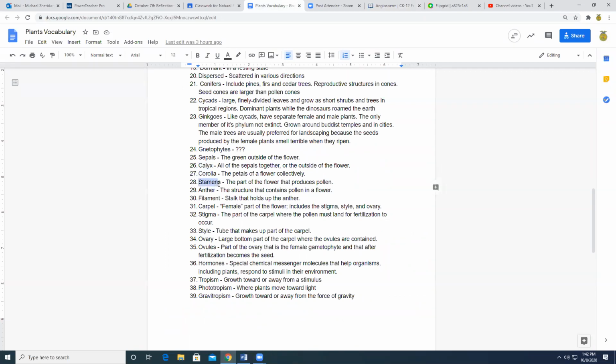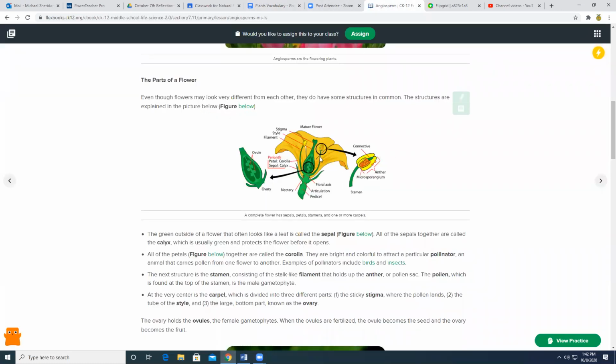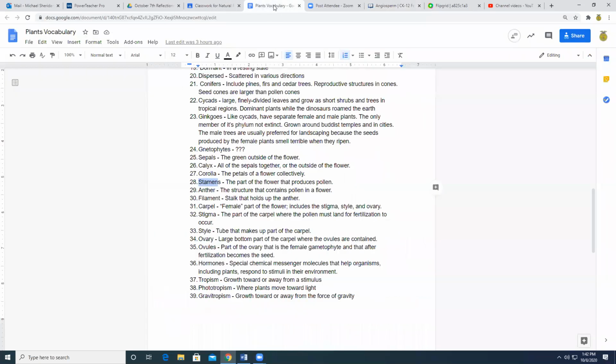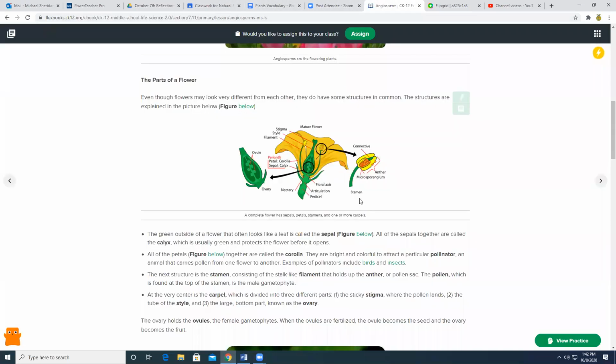Our stamens, okay. The part of the flower that produces pollen is our stamen. You can see in this very simple flower, everything's just kind of right here for us to see. So all of this part is called our stamen. And so this whole part is the male part of the flower. It's what produces pollen.